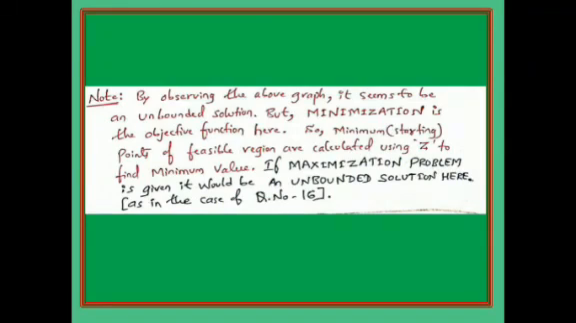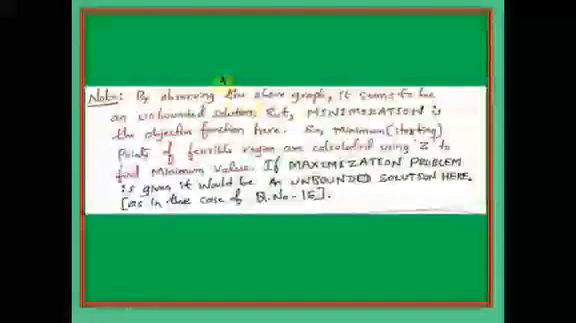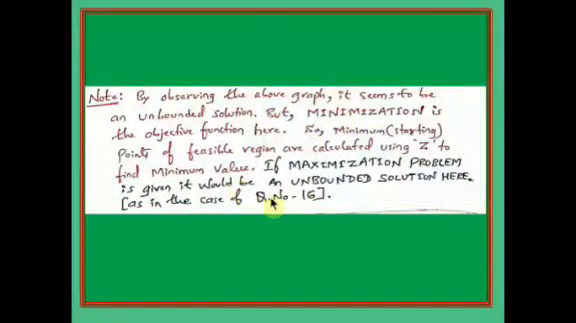Next, one note is mentioned. Whatever was explained already, once again as a reminder, the note is mentioned. By observing the above graph, it seems to be an unbounded solution, but it is a minimization objective function here. So the minimum or starting points of the feasible region are to be calculated using z to find out the minimum value. If in case it is given as a maximization problem, we would have written unbounded solution here, as in case of question number 16.